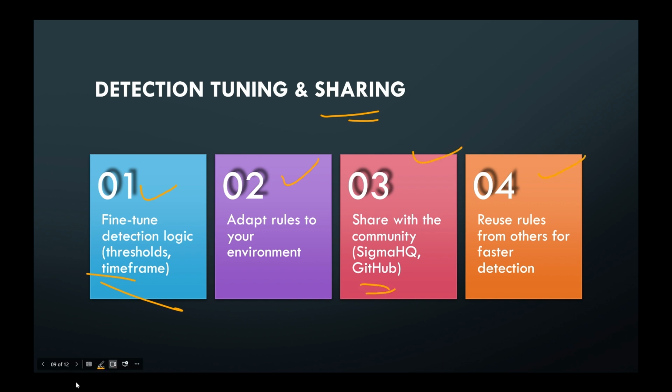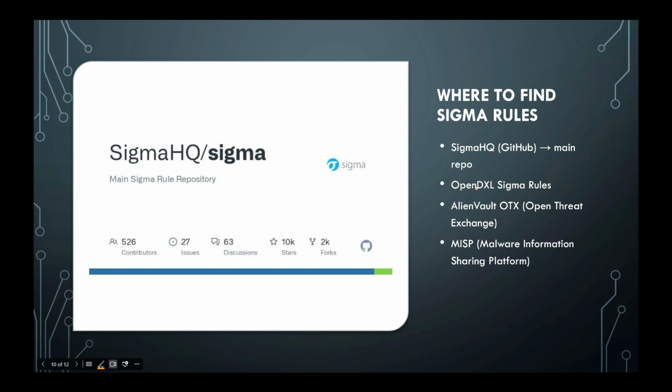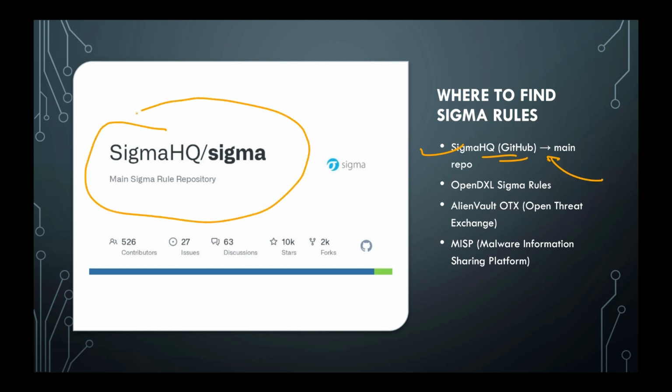All right, so the next one we have is where to find Sigma rules. Number one, Sigma HQ, the GitHub main repo. You can redirect to this repo and find rules, and then OpenDLX Sigma rules, and AlienVault OTX format. OpenDLX is a collection of Sigma rules and provides automation tools, and then platforms like AlienVault Open Threat Exchange OTX, or MISP, Malware Information Sharing Platform, have repositories for sharing Sigma rules and threat intelligence.